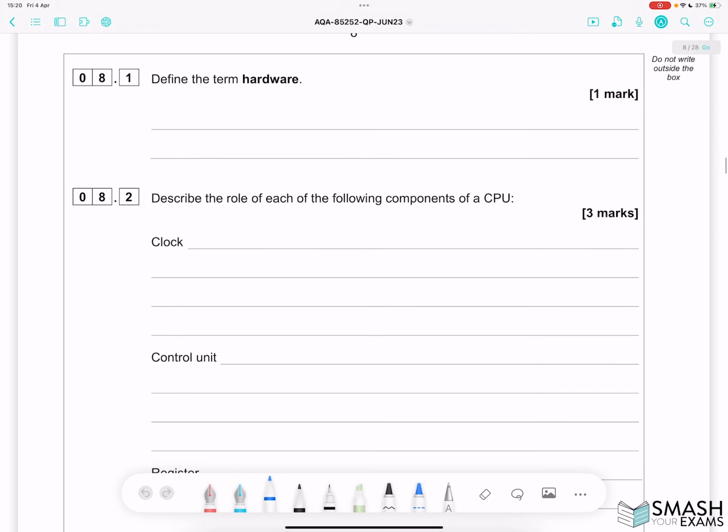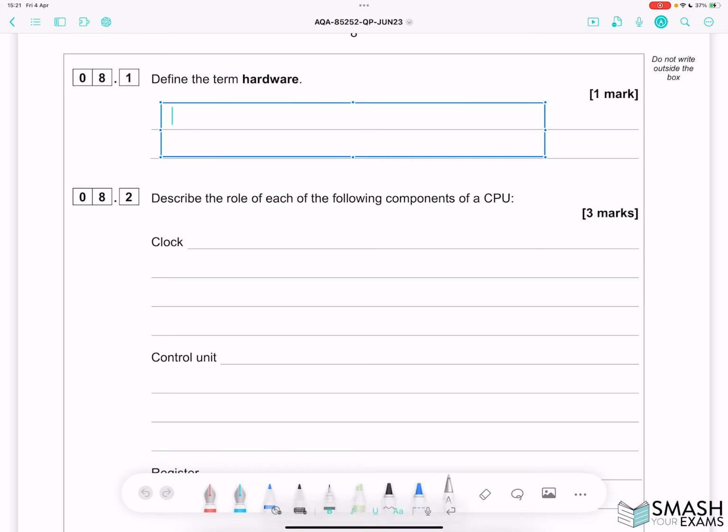Question 8 now asks us to move on to thinking about hardware and define the term hardware. Well, we know hardware is any physical component of a computer, so we can phrase that in any particular way that makes sense. It's only worth 1 mark, so we clearly don't need to give an example or anything because they haven't asked that of us. So I would literally write something along the lines of a physical component of the computer.